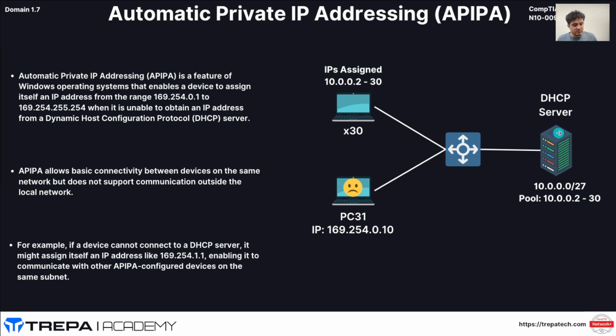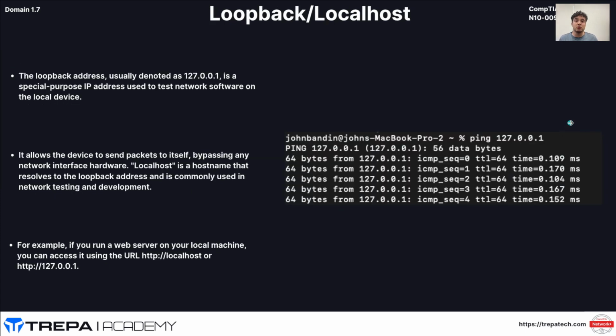Moving on. Another unique IP address is something called the loopback or the localhost. This is a local IP address that's assigned to your NIC, 127.0.0.1, that you could ping to make sure your NIC is working. It's also something that you can do when you're deploying, like, a web server in your local environment. You can access the localhost.